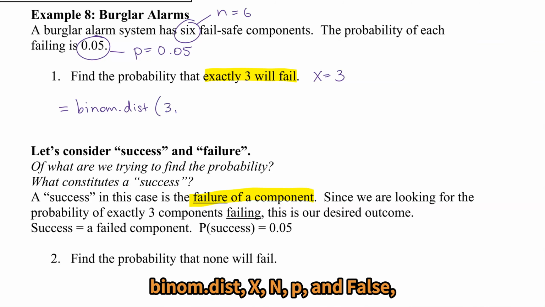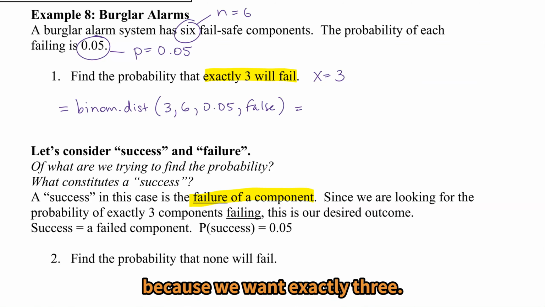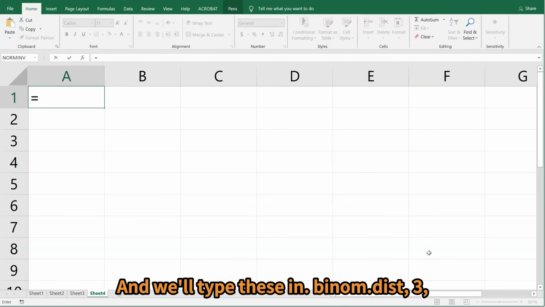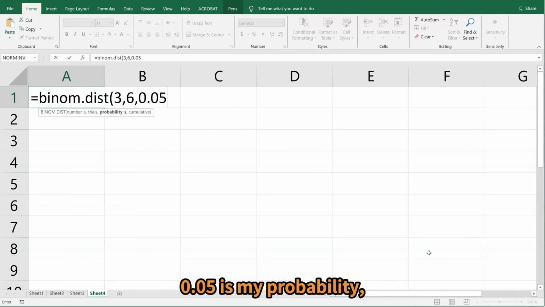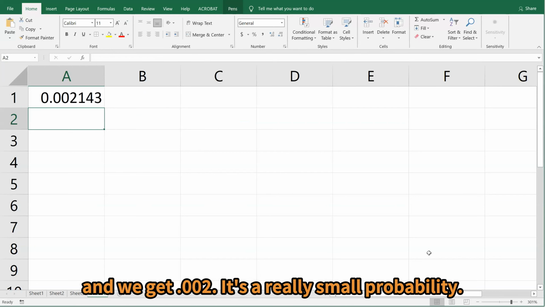Binom.dist, x, n, p, and false, because we want exactly 3, and we'll type these in. Binom.dist, 3, exactly 3 will fail out of 6 total. 0.05 is my probability, and we'll type in false, and we get 0.002.